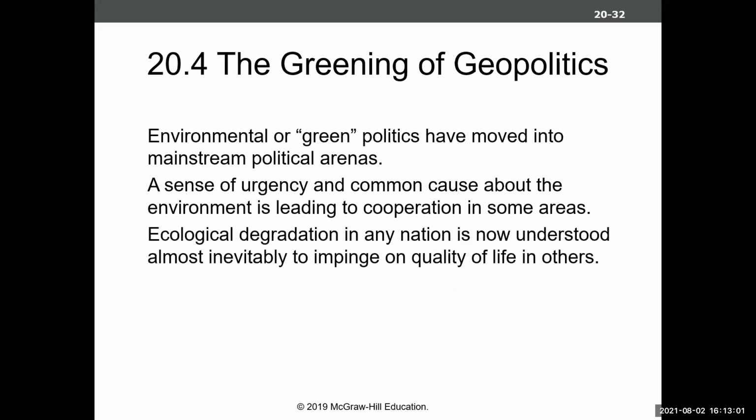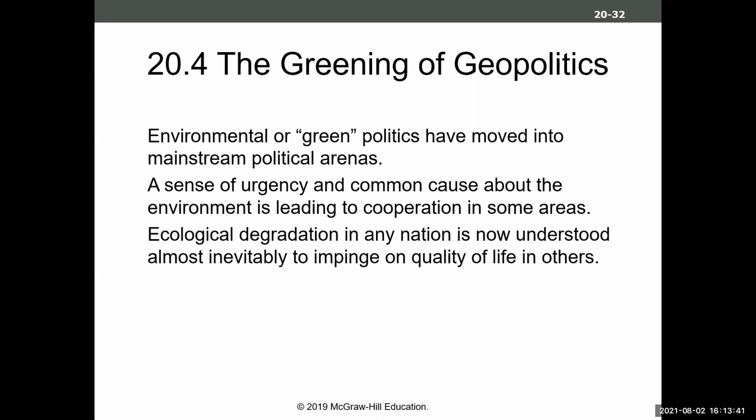Looking at the greening of geopolitics, what we're referring to here is basically environmental politics, or what we would say, quote unquote, green politics. And these issues have really moved into mainstream arenas, meaning that they've been brought to the forefront of a lot of these political conversations. And it's because we're seeing an increase in urgency, a sense of urgency about the environment. And so we're seeing these issues kind of brought to the forefront.